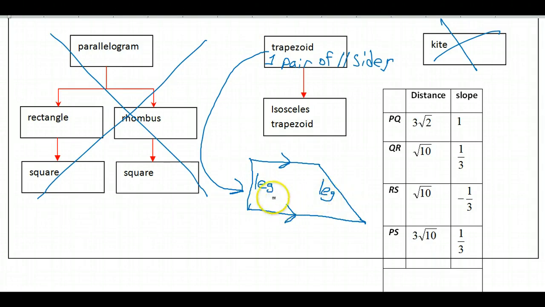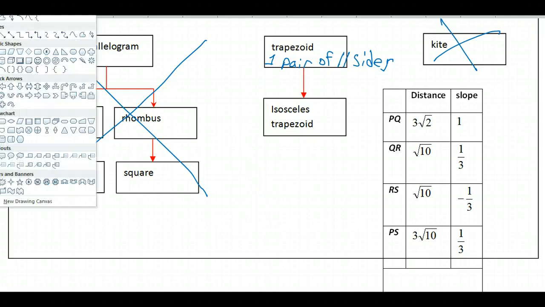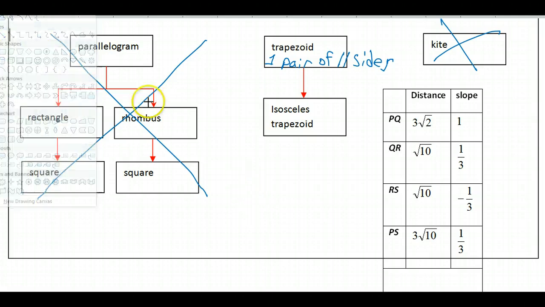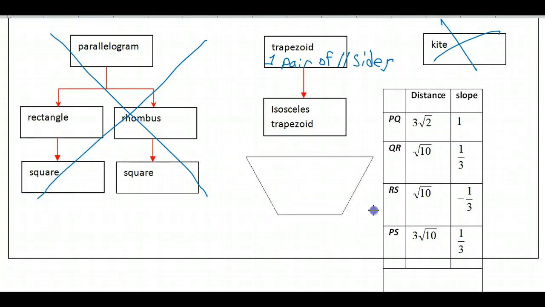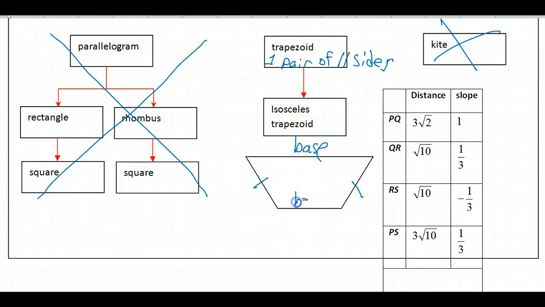But if it's going to be an isosceles trapezoid, and here's a picture of an isosceles trapezoid. In an isosceles trapezoid, these legs would have to be congruent. So these are bases, base, base, and these are legs, leg, leg. If it's isosceles, then the legs have to be congruent.